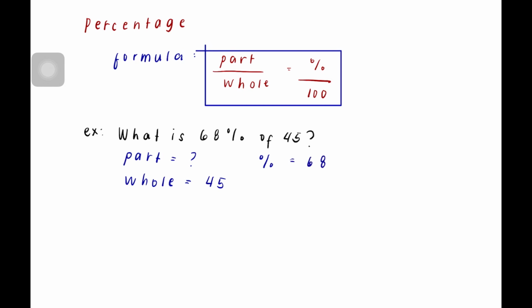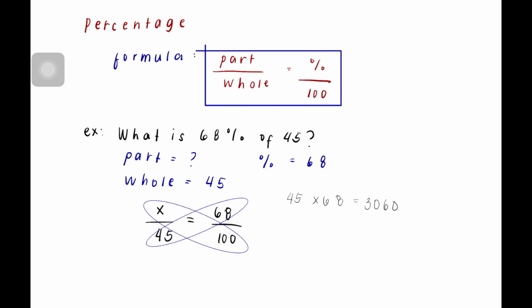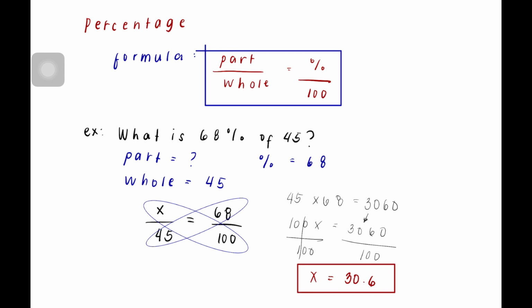So our solution goes x over 45 equals 68 over 100. We cross multiply 45 and 68, and we get 3060. And x times 100 is 100x. We divide each side by 100 so we can cancel, and thus our x is equal to 30.6.